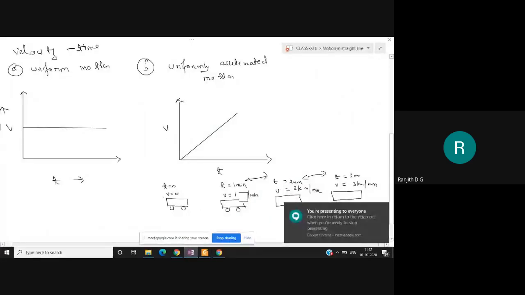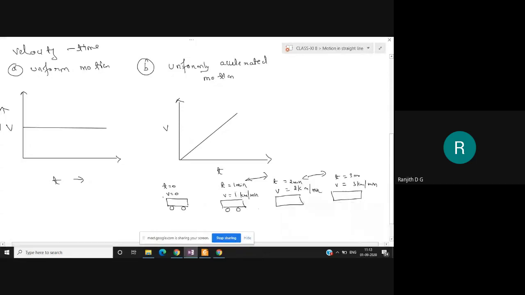Now if you talk about the acceleration, after each minute the object is accelerating at 1 kilometer per minute square. That means for each minute, the increase in velocity is 1 kilometer per minute. Okay, so that is the way it goes. Then if you plot the graph between velocity and time, you'll get a linear graph.